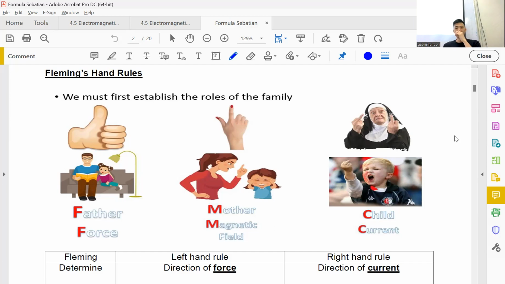a Bollywood dance. Okay, but please, first and foremost, I'll teach you a way to do it, but let's go through the fingers first. We start establishing the roles of each of the fingers here.